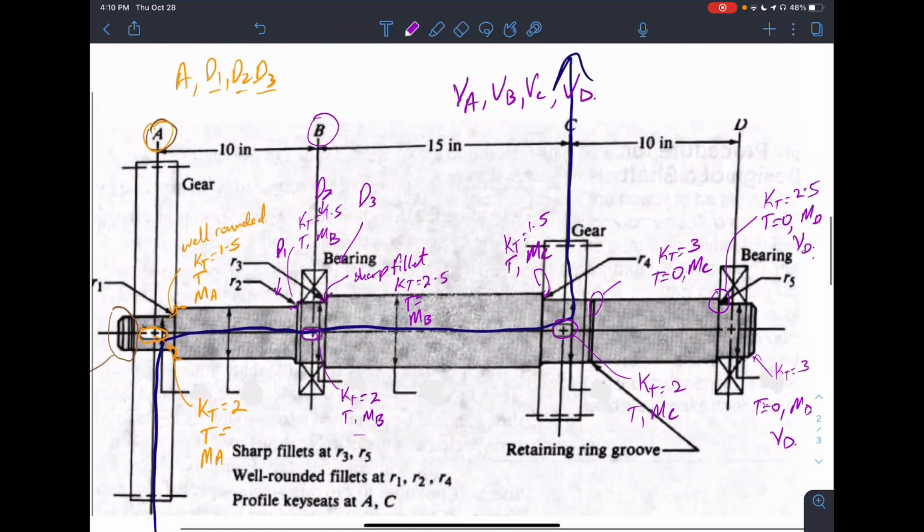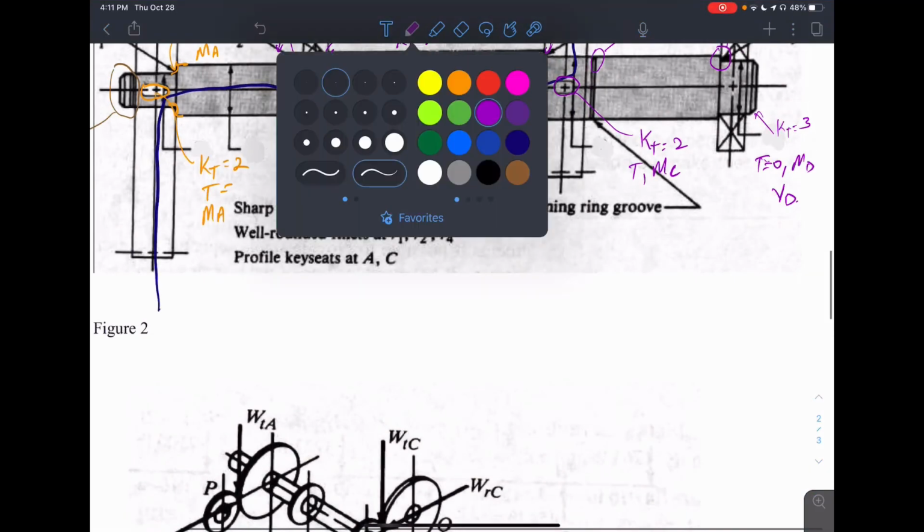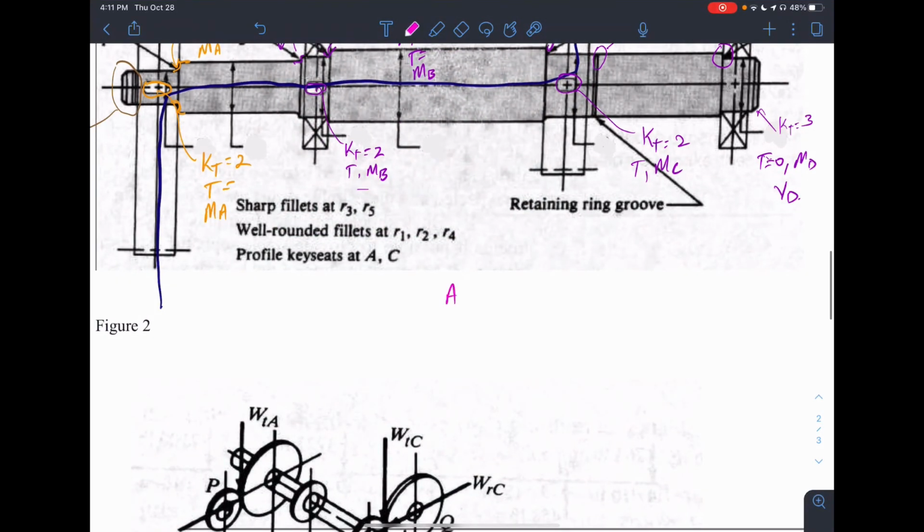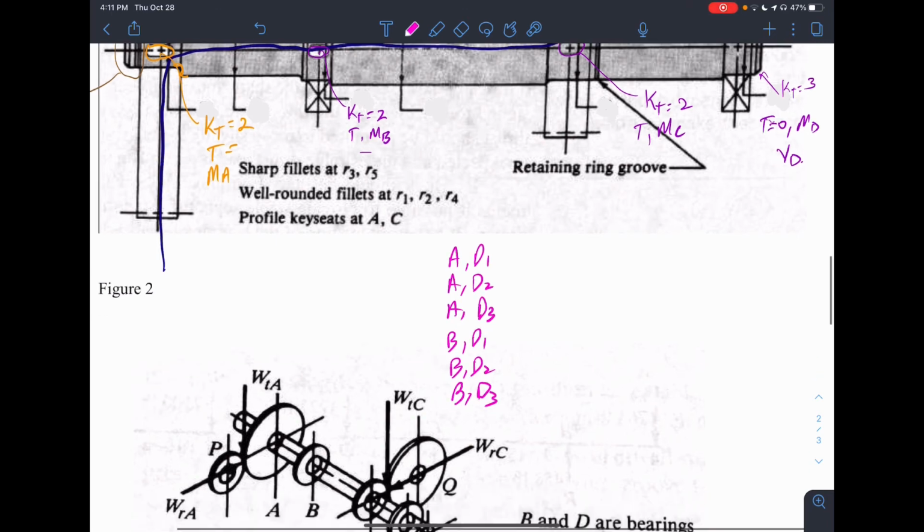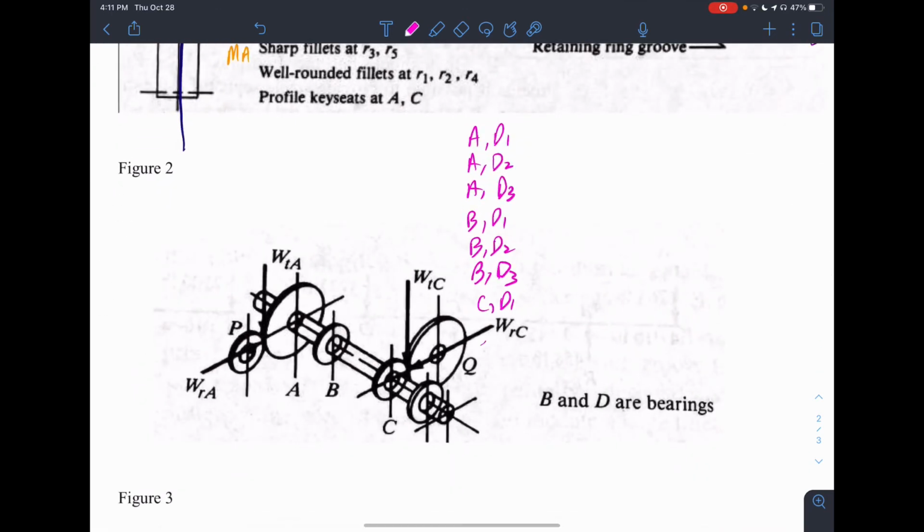So we'll be setting up columns for A, D1, A, D2, A, D3, B, D1, B, D2, B, D3. So this is how we're going to do it in Excel. C, D1, C, D2, C, D3, and then D, D1, D, D2. Once we enter the equations once, of course, we just drag it on in Excel.